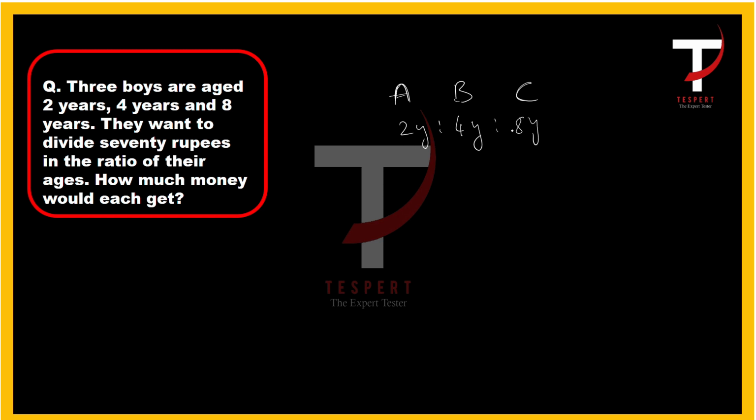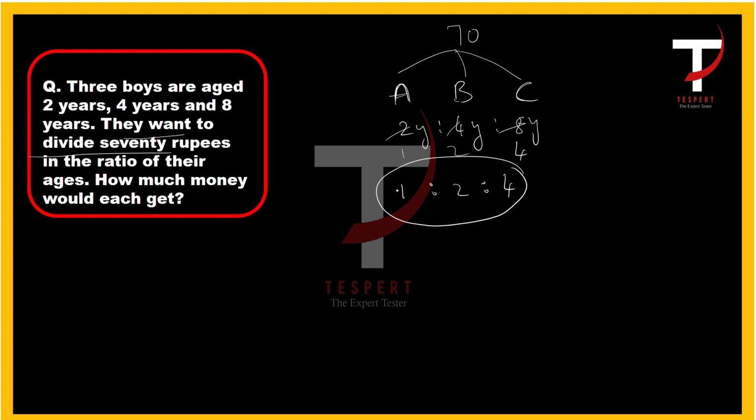So 2 is to 4 is to 8. So simplify them. 2 ones are 2, 2 twos are 4, 2 fours are 8. So 1 is to 2 is to 4 is the simplified ratio. So they want to divide 70 rupees among themselves in the ratio of their ages. This is the ratio of their ages, right? So in this ratio they want to divide this 70 rupees among themselves.